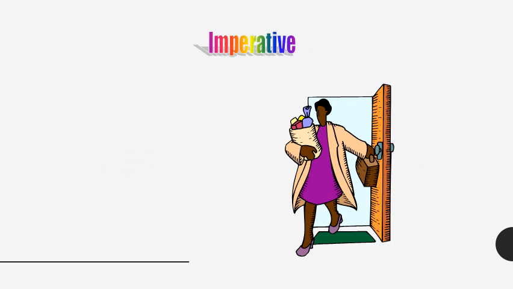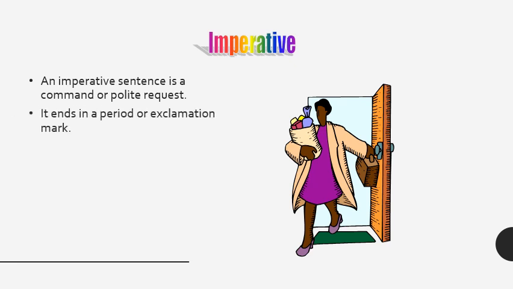The second type is the imperative or the command. An imperative sentence is a command or polite request. We use the word command in general. It ends in a period, or sometimes, not all the time, an exclamation mark. Sometimes I have an order, but in the order or the polite request, I have feelings, so I use the exclamation mark. Examples: close the door. Close the door after you enter. This is a command, it gives an order.